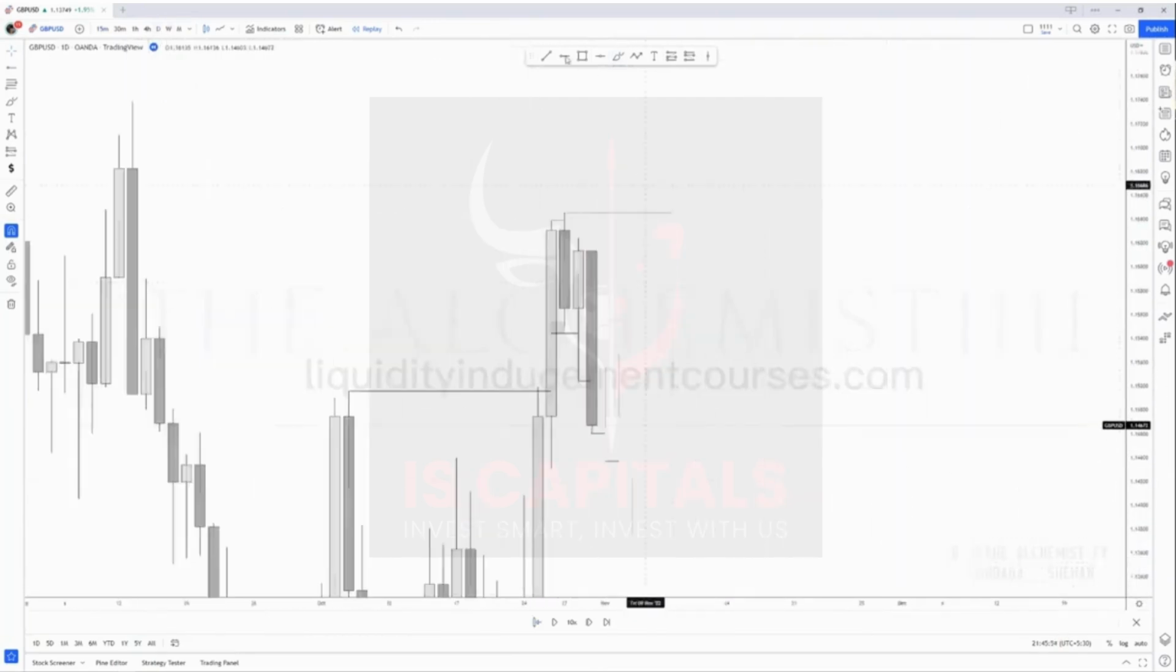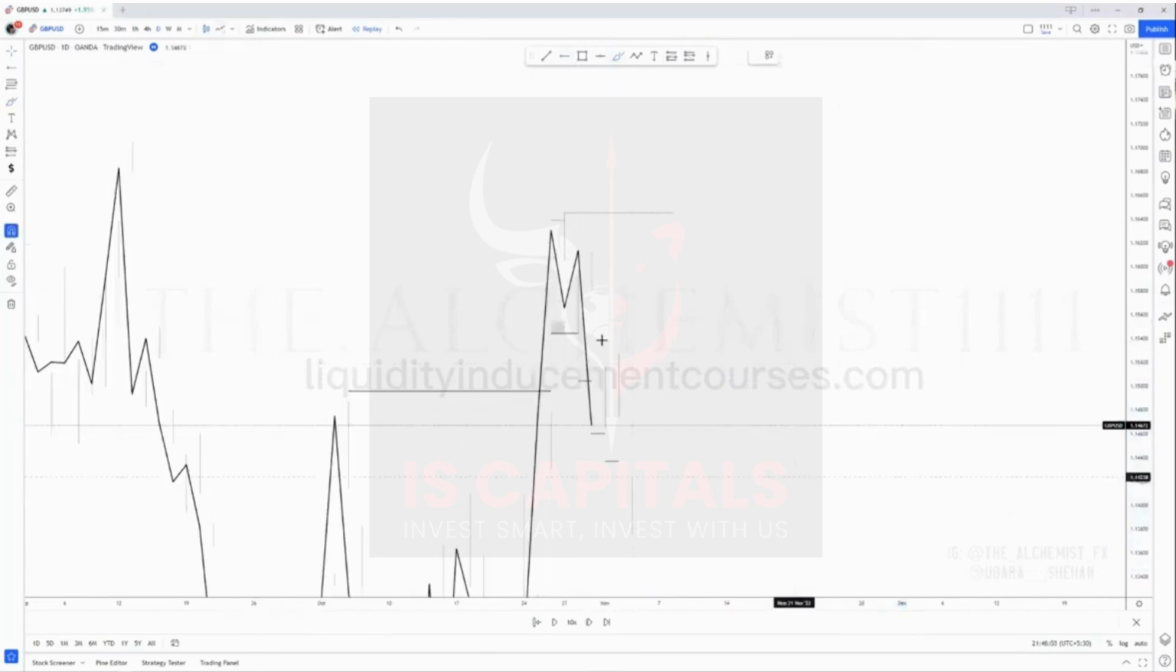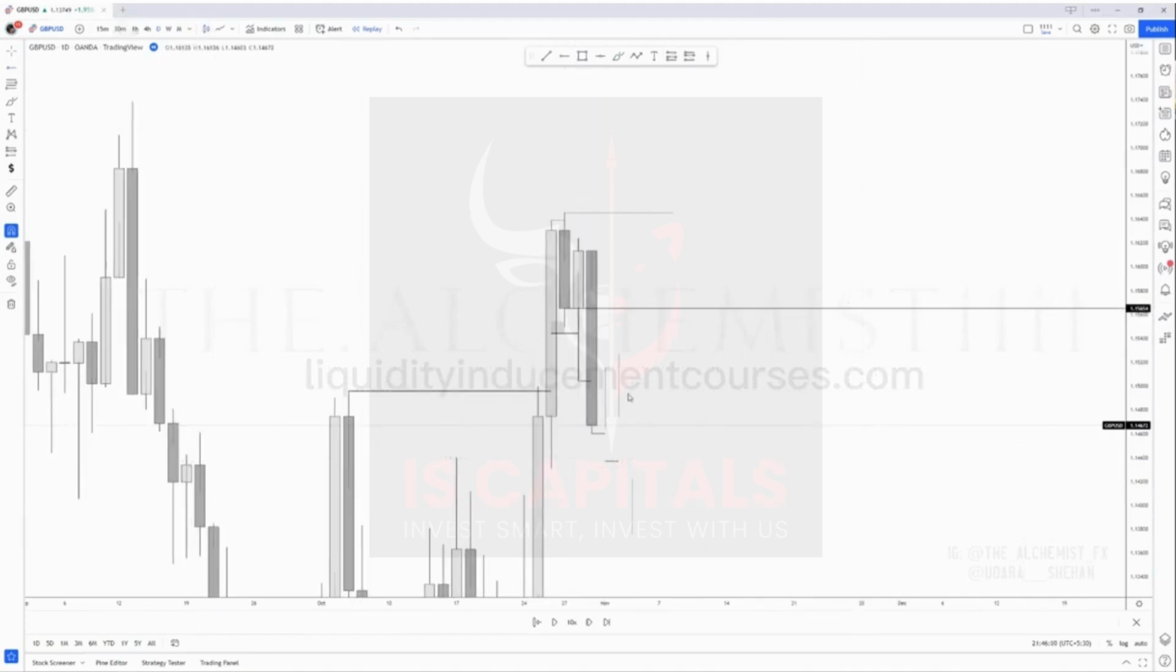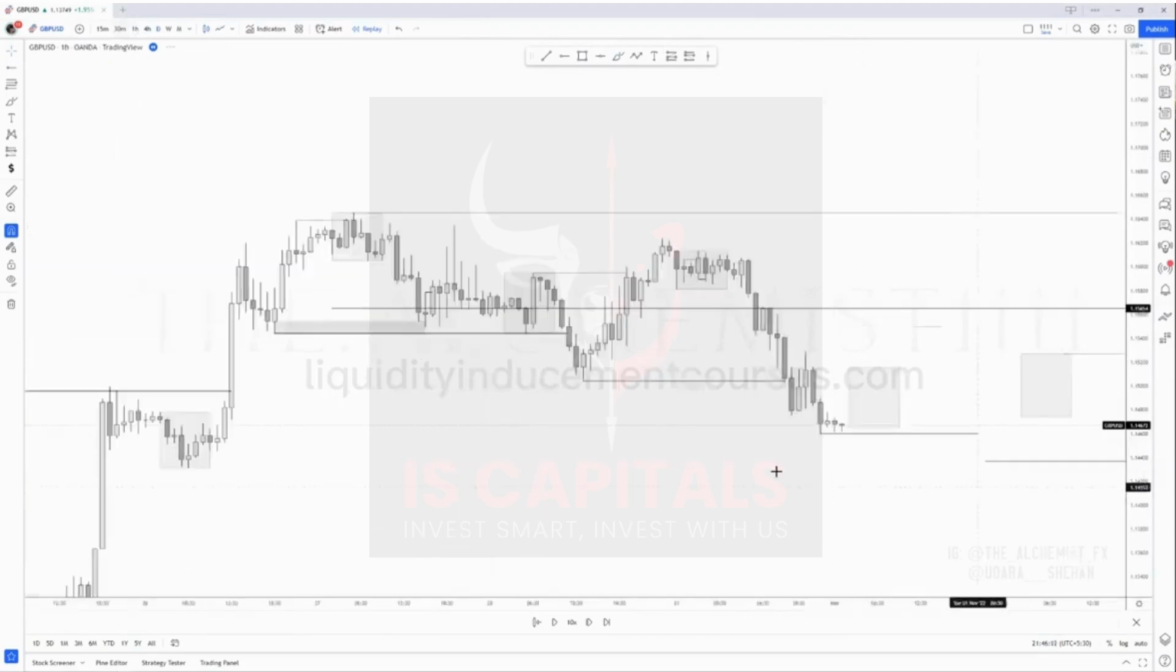What do we have? Once this breaks, what will it act as? Resistance. Right? Resistance. So now use a line chart. A support is broken. What will it do? It will act as a resistance. Resistance. Draw a line. Go to a lower time frame. Let's check what's gonna happen.